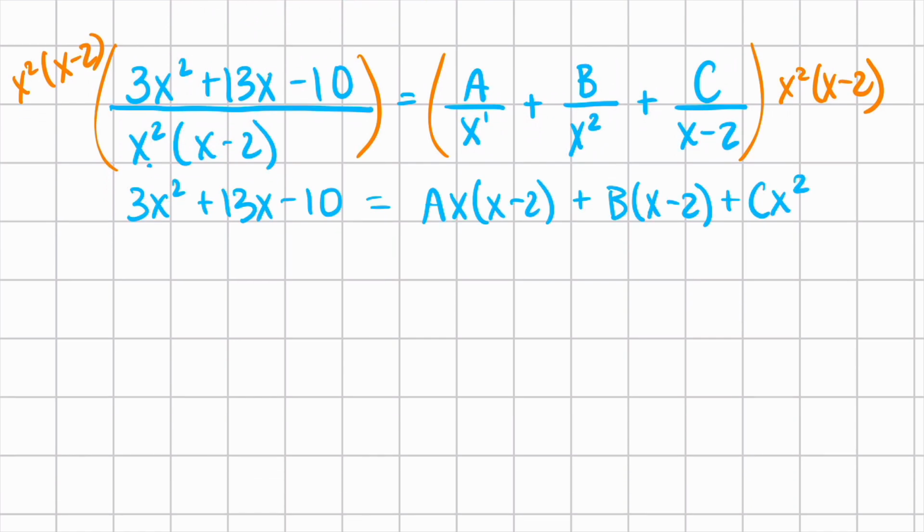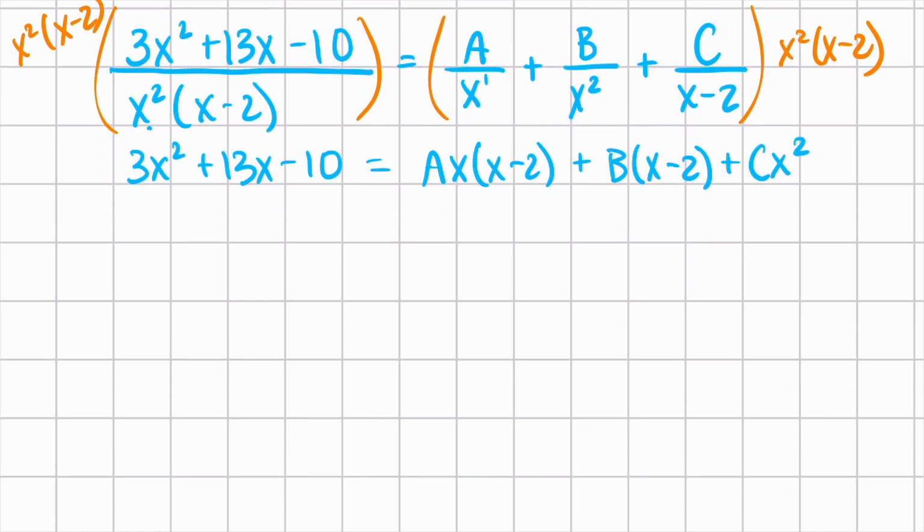Okay, now let's strategically choose some x's, see what we can isolate. First one, I'm going to let x equal 0. That's going to isolate b for me. So on the left side of the equation, I get negative 10. On the right side, the a term and the c term cancel. So I get b times negative 2, which means b equals 5.